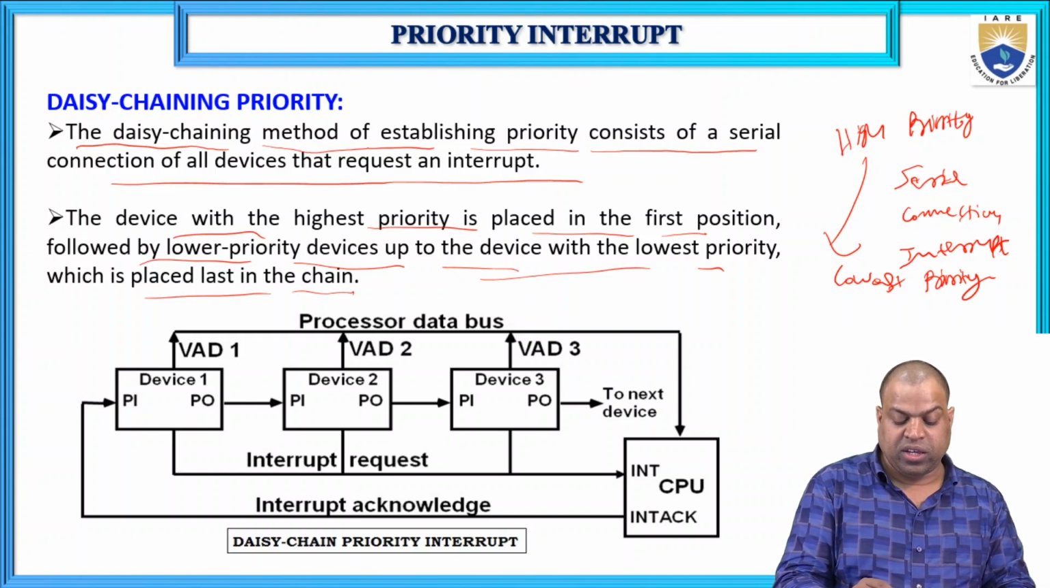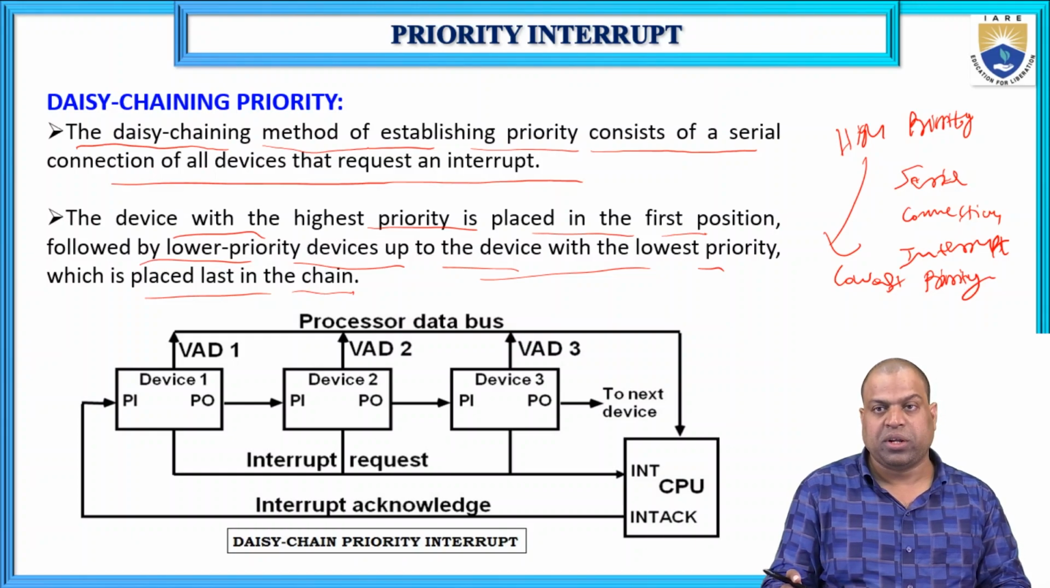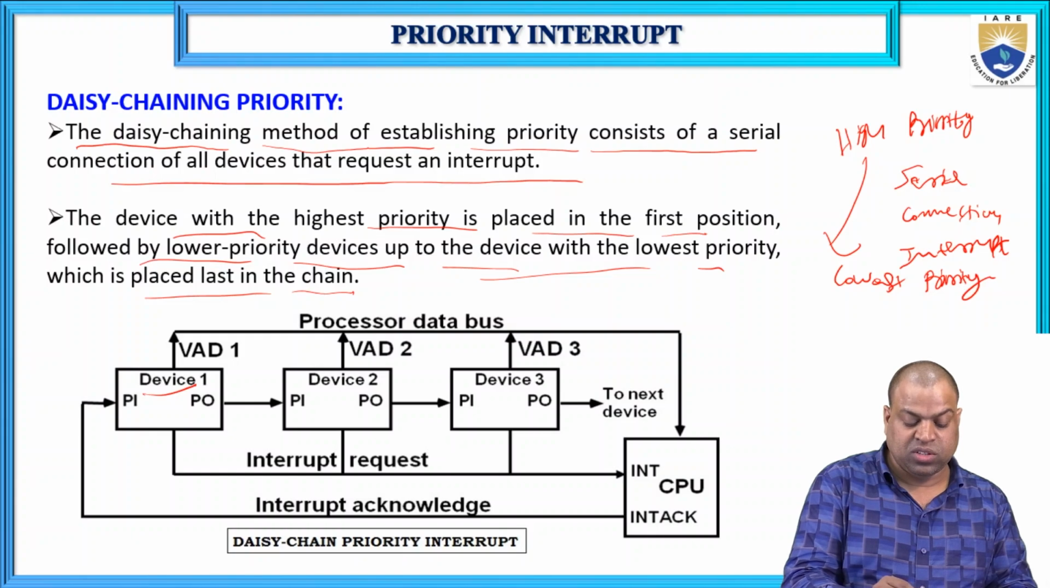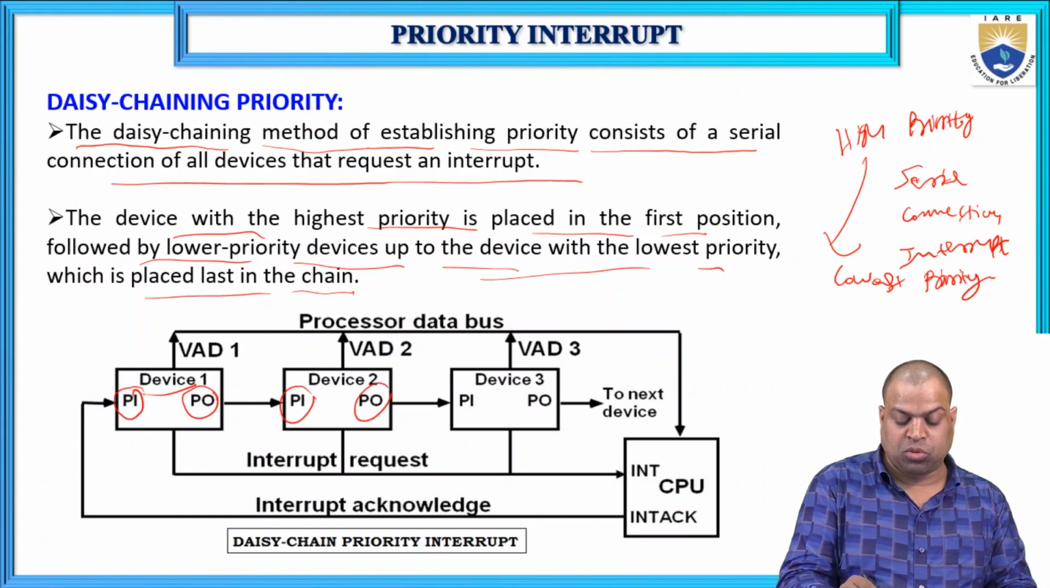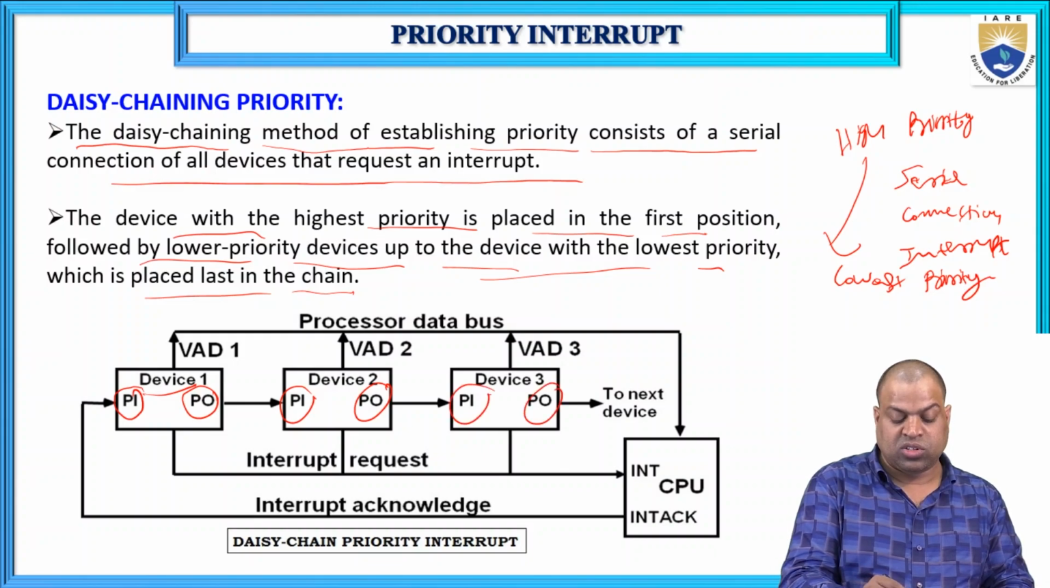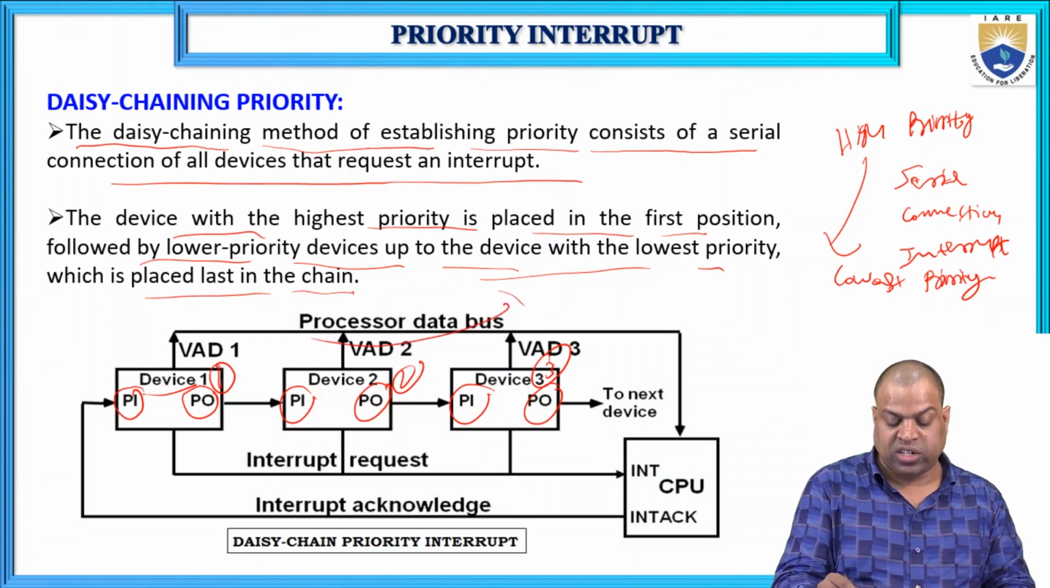So here there are multiple devices. I'm taking three input output devices as a sample, with program input and program output: device 1, device 2 and device 3. These are connected to the processor data bus.